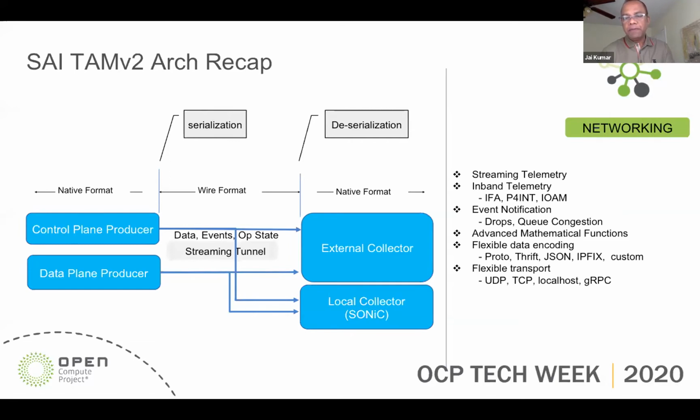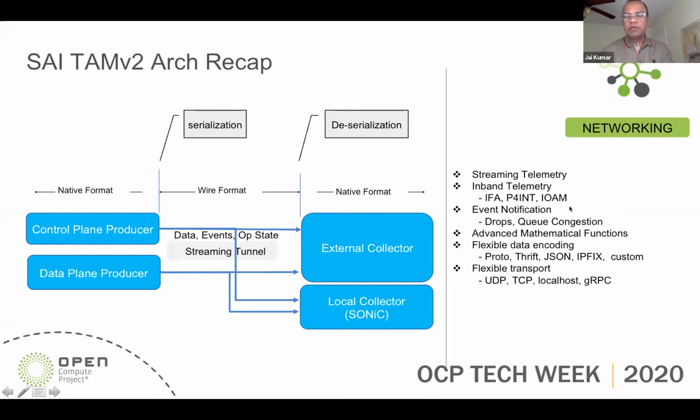We support IFA, which is a Broadcom specific in-band telemetry, but it's present in IETF. P4INT, which is proposed by the Barefoot, now Intel, and IAM, which is a very purist approach towards in-band telemetry and is progressing in IETF. So that was part of the in-band telemetry.